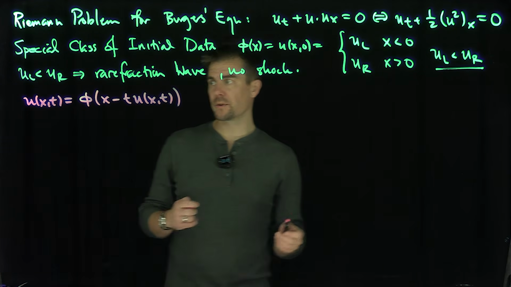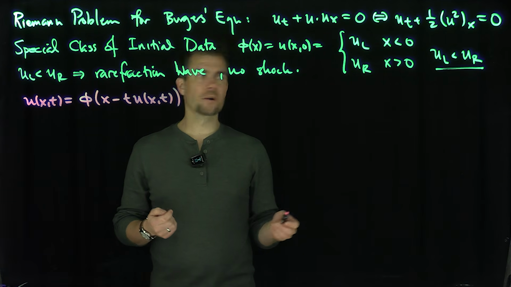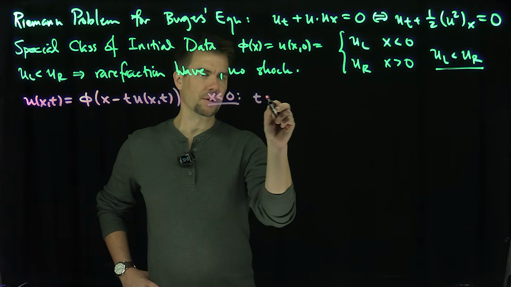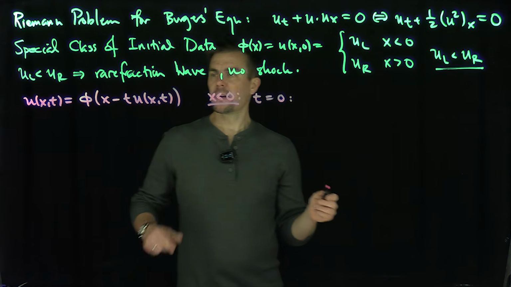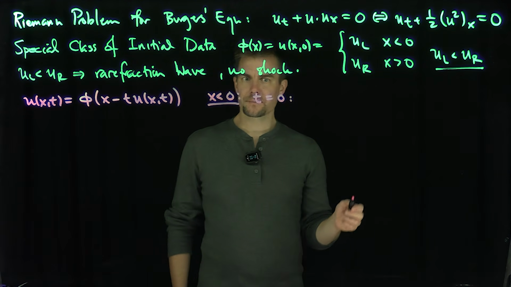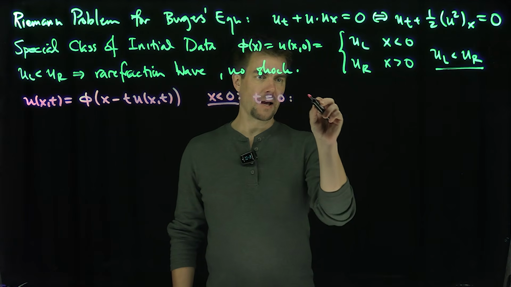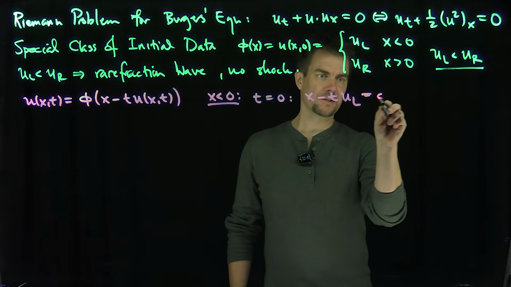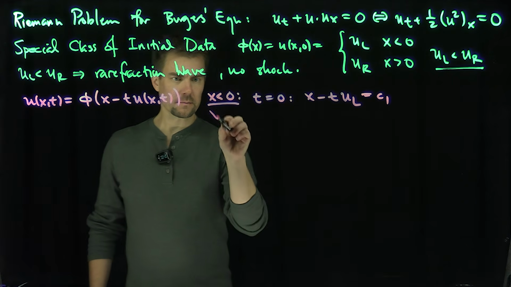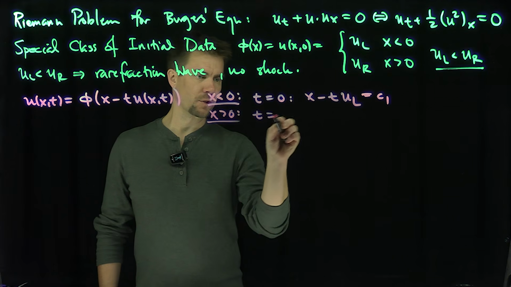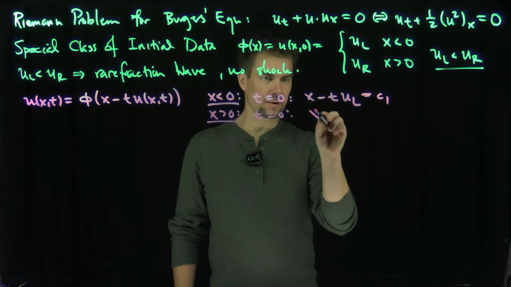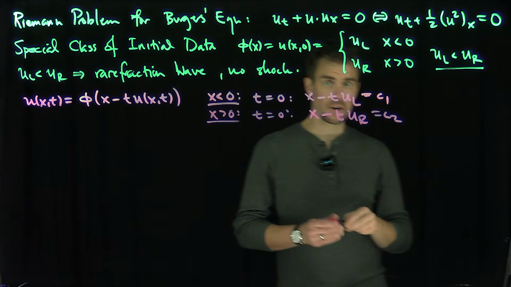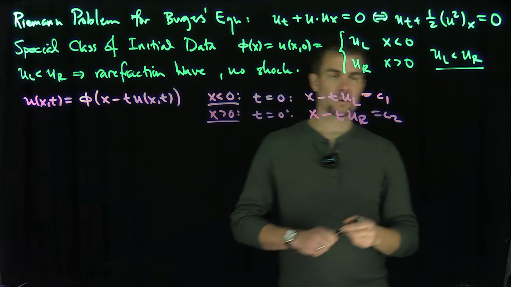So in particular, when t is equal to 0 and x is less than 0, the line over here is going to be x minus t u_l equals a constant c1. If x is greater than 0, when we plug in t equals 0, we see that the characteristics are x minus t u_r is equal to c2. So these are our characteristics of the curve.